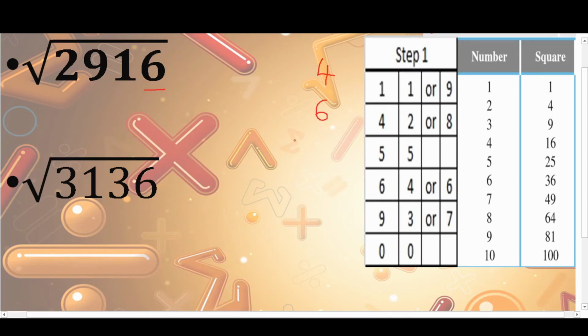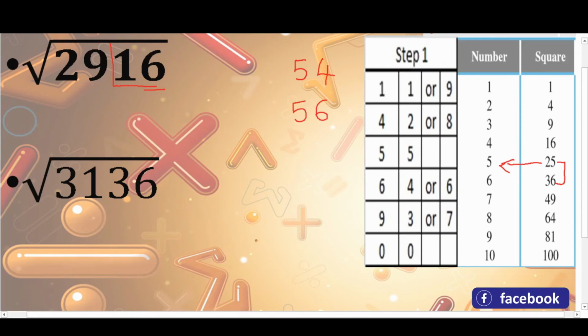Step number 2, discard the last 2 digits. I'm going to discard this. I've left out with 29. So, chart number 2, where does the 29 lie between? It lies between 25 and 36. So, I'm going to consider 25. 25 is a square of 5. So, my answer would be 54 or it might be a 56.